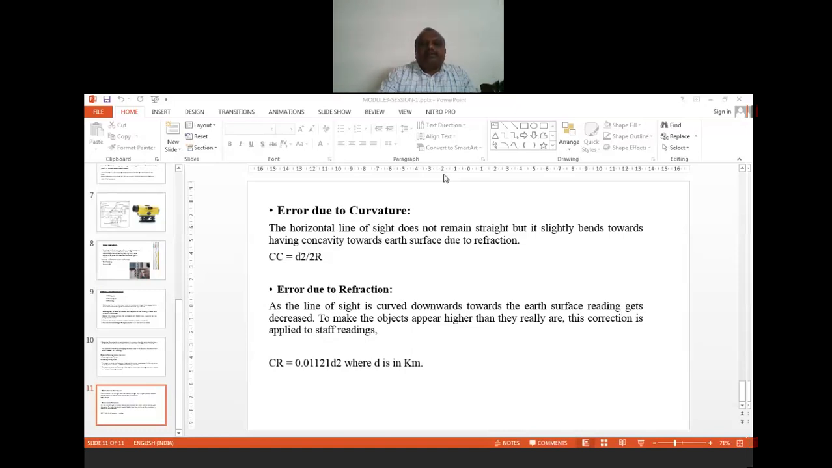The horizontal line of sight does not remain straight but is slightly bent, having concavity towards the Earth's surface due to refraction. So for this correction, we are using the formula Cc = d²/2R, where R is the radius of the earth and d is the distance.